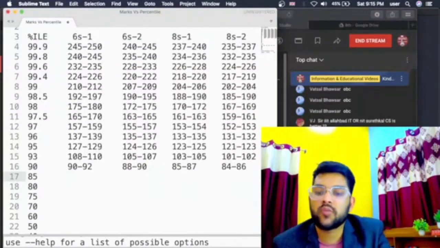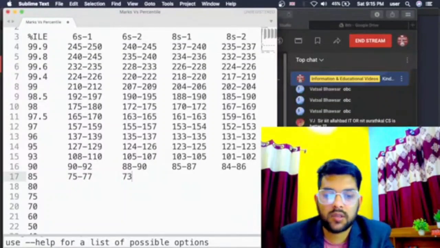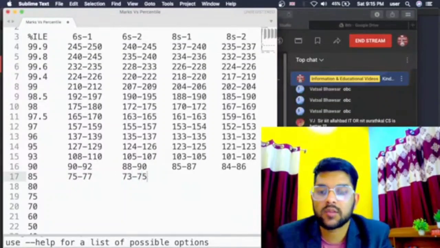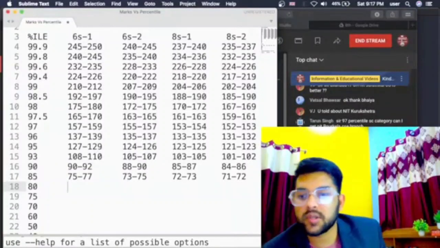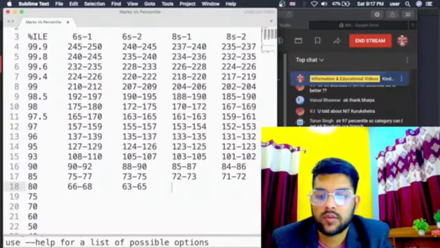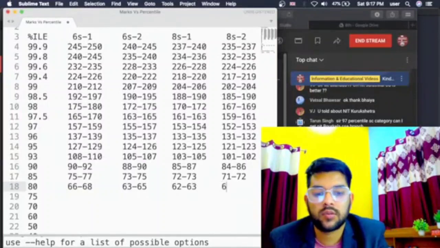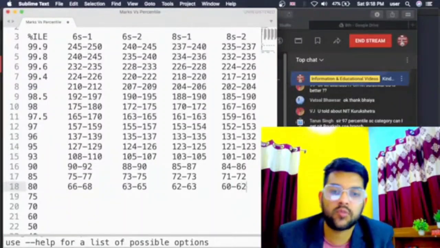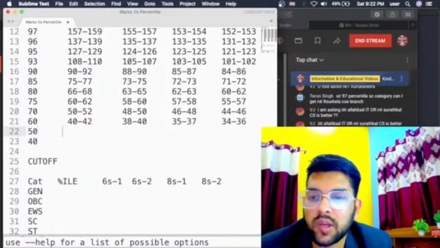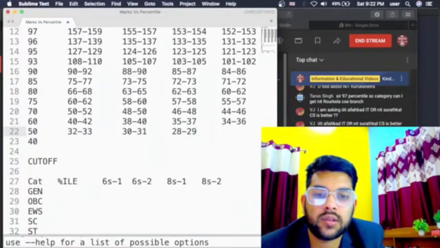Now coming to 85, 75 to 77, 73 to 75 marks. Now come to 80 percentile. 63 to 65, 62 to 62, done. Now coming to 50, 28 to 29 and then done.